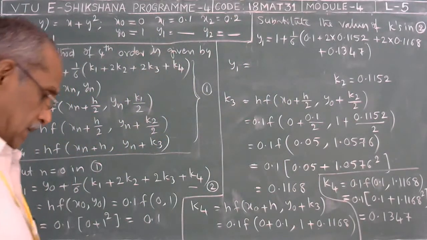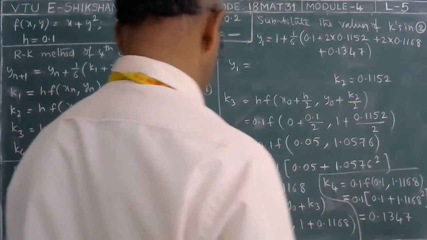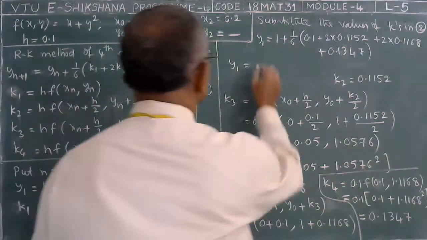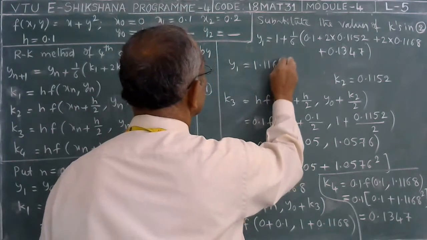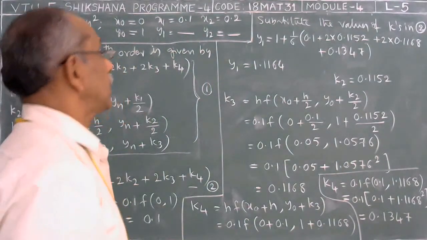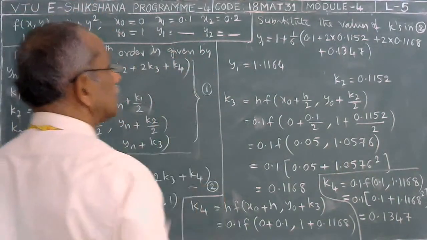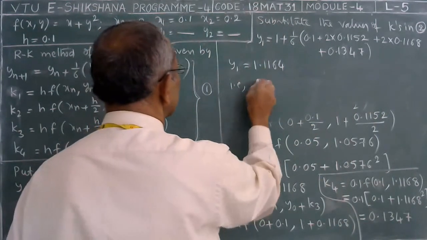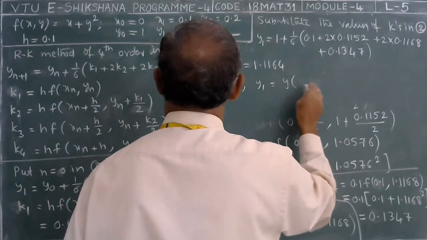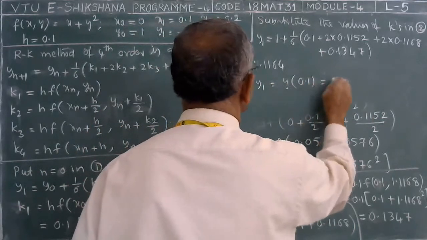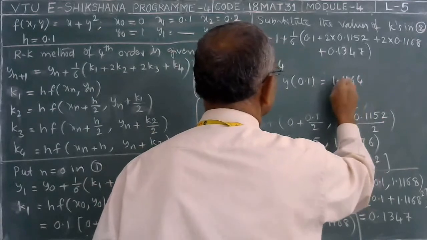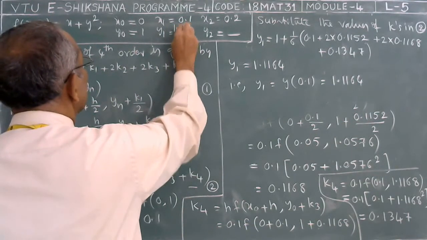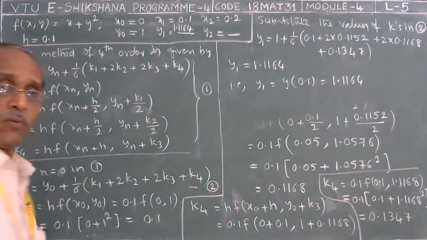Using the calculator, you get y1 is 1.1164. Okay. So I got the value of y1. That is y1 is equal to the value of y at x is equal to 0.1, is 1.1164 up to 4 decimal places.